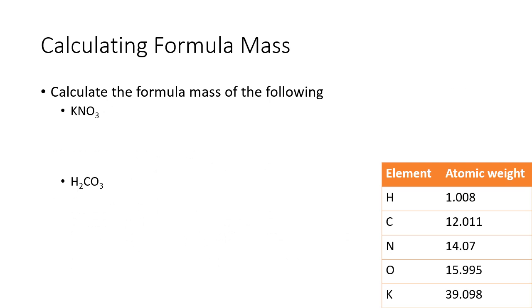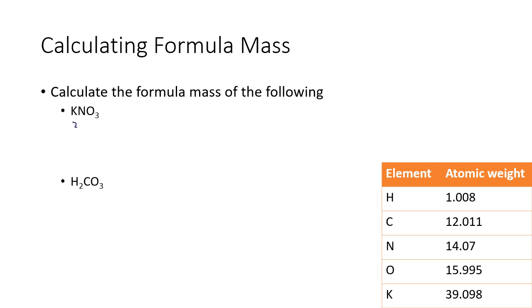All right, let's go ahead and calculate the formula mass for the following. So we're going to start with KNO3, potassium nitrate. That's that polyatomic ion. And in the bottom right here, I have pulled the atomic weight, the average atomic weight from the periodic table. So let's do this thing.